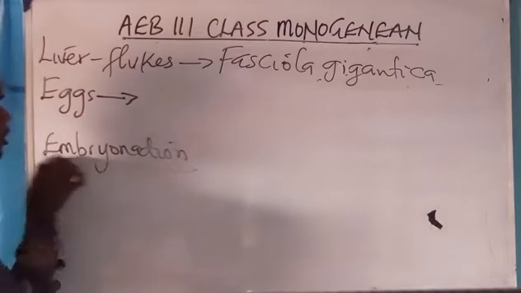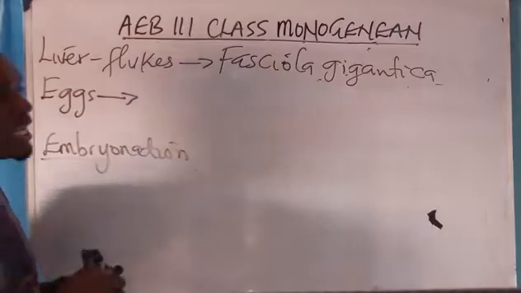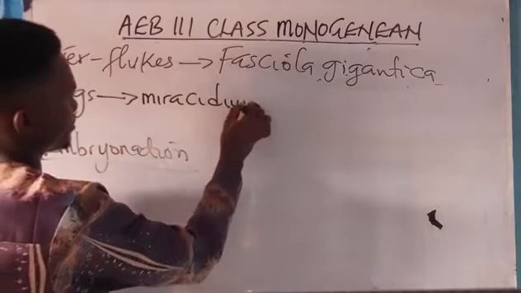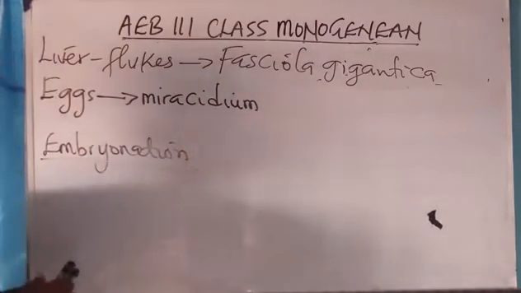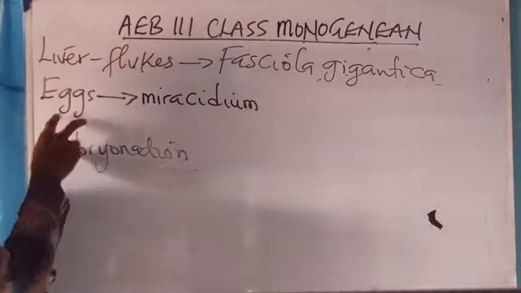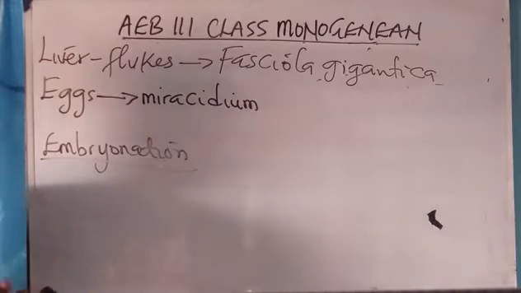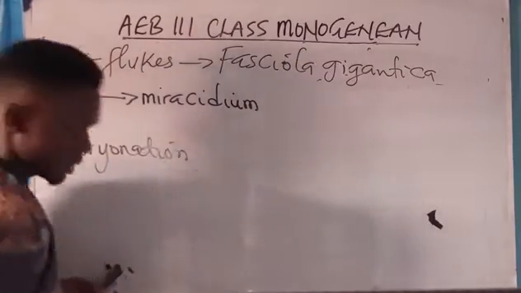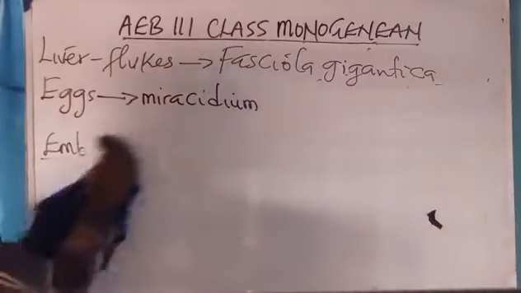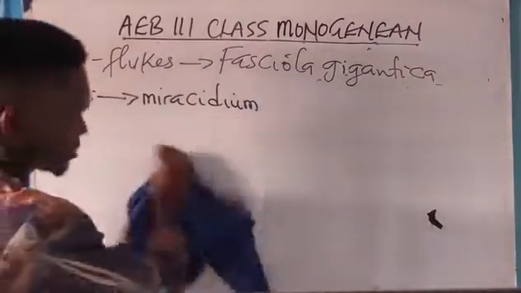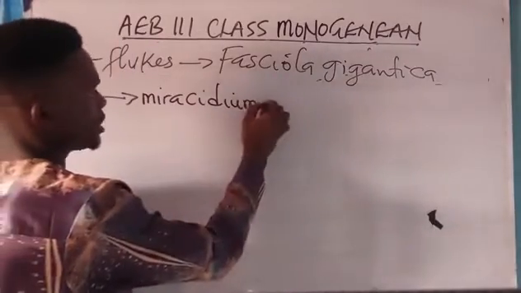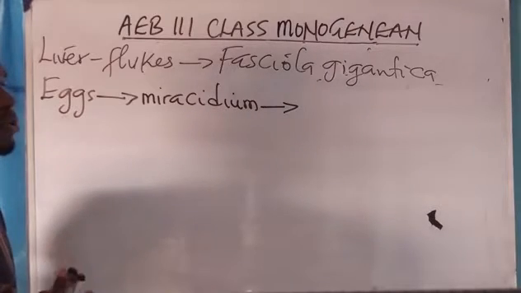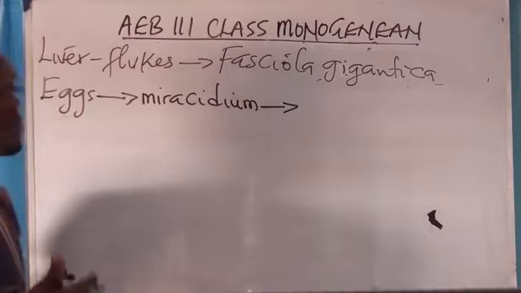Now, upon this process, it develops into a ciliated type of larva called what? Miracidium larva. All right, the eggs undergo embryonation. Now the embryonation process triggers it to develop into the Miracidium larva. This Miracidium larva is what? Ciliated. Now, this Miracidium larva, what happens? It locates the host. It looks for the host.